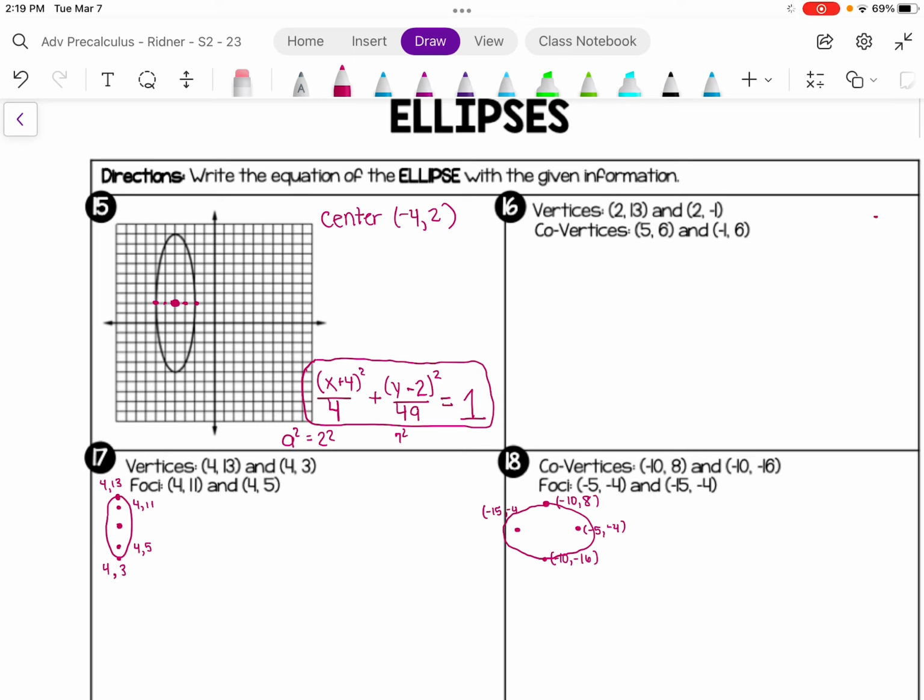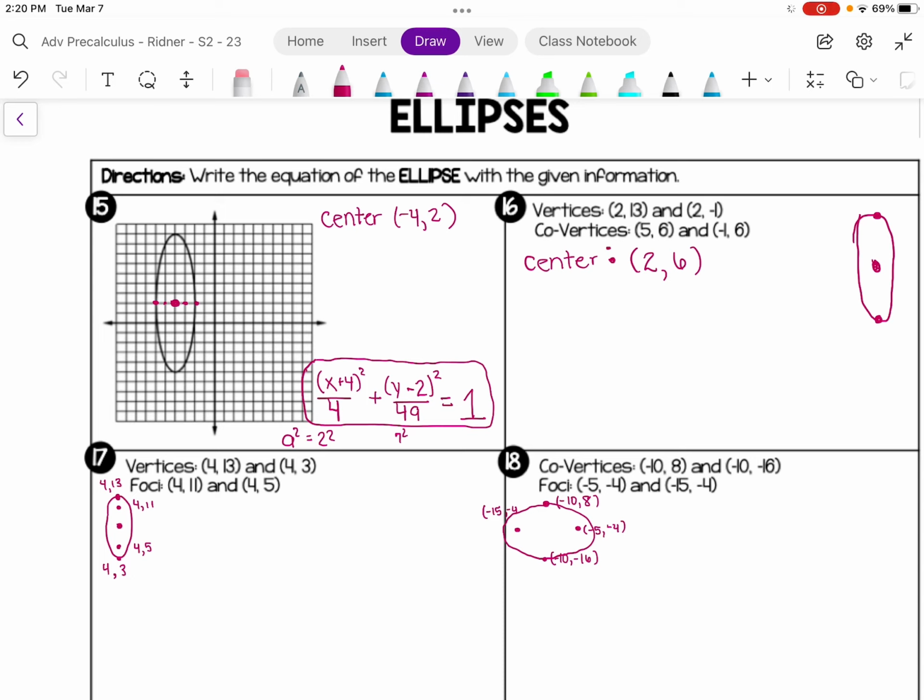Then 2, 13 is way over here, up here, but 2, -1 is the same amount over, but way down here. So we have this way. How do we find the center? Well, midpoint. We add them together and divide by 2. So for our vertices, 2 + 2 is 4, divided by 2 is 2. Well, that makes sense because it's on that same line. 13 plus -1 is 12, divided by 2 is 6.